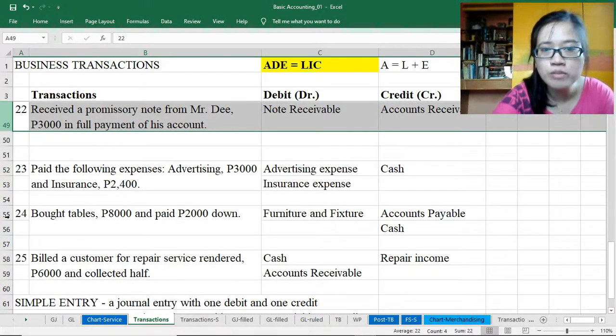22, received a promissory note from Mr. D, 3,000 in full payment of his account. So, the original account of Mr. D is 8,000, right? He paid 5,000. So, there is still a balance of 3,000. In this case, maybe it also took a while for Mr. D to get money to pay. So, what happened? He issued a promissory note for the balance.